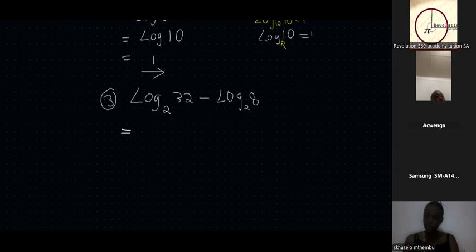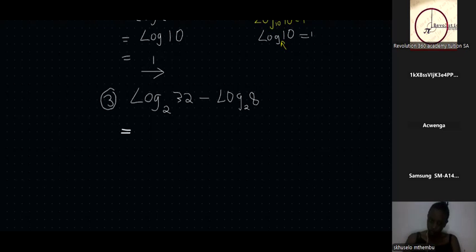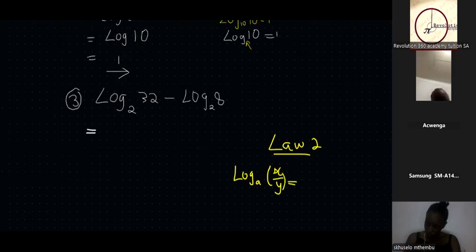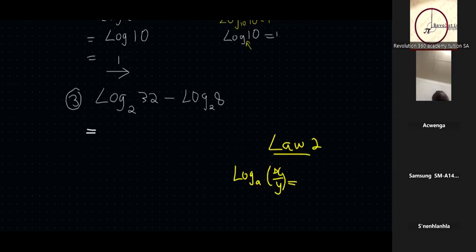It's because it has a negative sign. Do you see? So to those who don't know law number 2, I'll keep on emphasizing writing this so that it makes sense to you. So law number 2, if you still remember, what does it say? It says that the log of A to the base of X over Y equals log AX minus log AY.